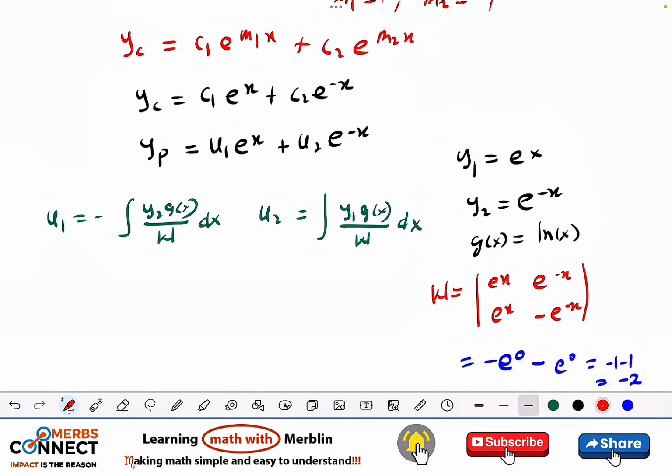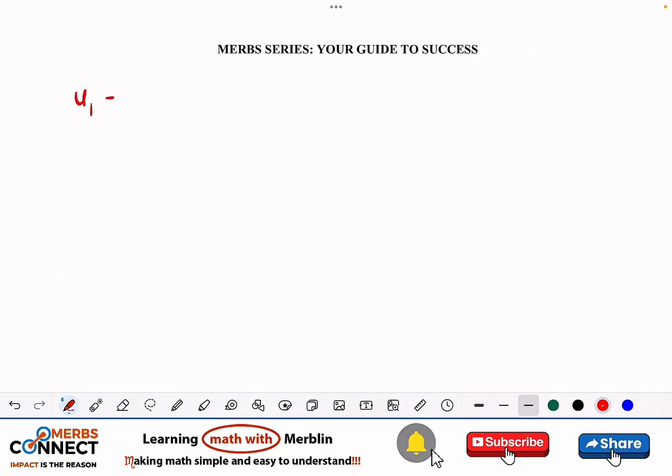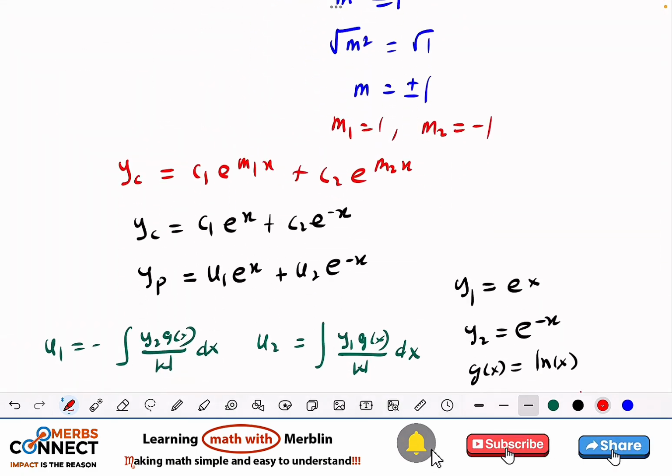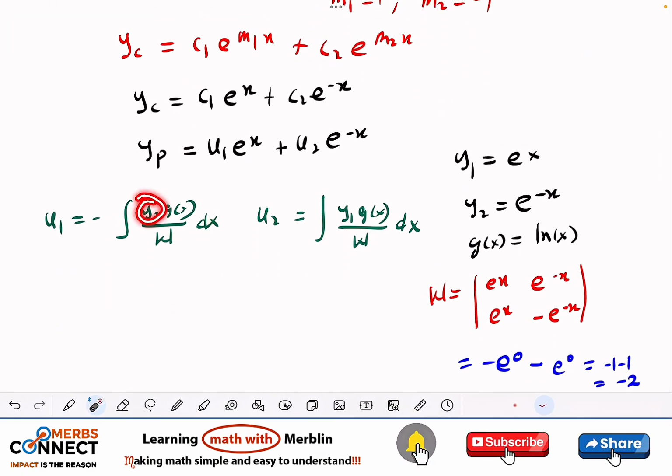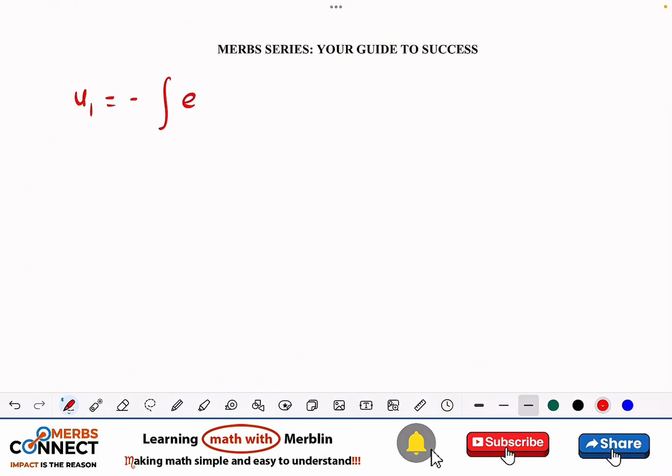So now let's find u1. u1 is minus, what is y2? y2 is this times this. Wronskian is that. So this is e to the power minus x, natural log of x. Wronskian is minus 2 dx. So this is going to give us 1 over 2 e to the power minus x.